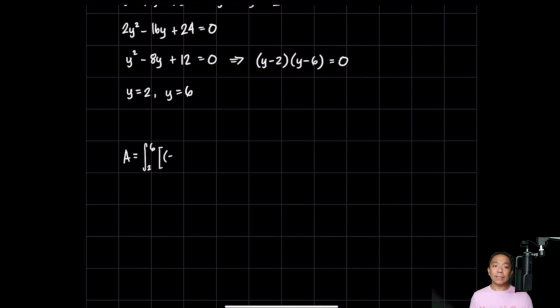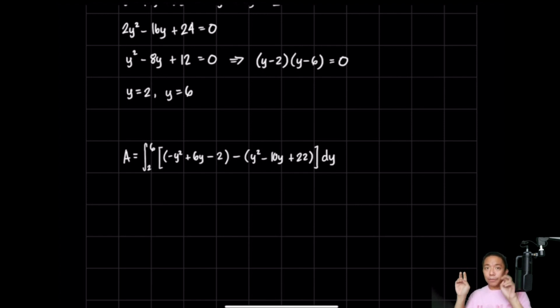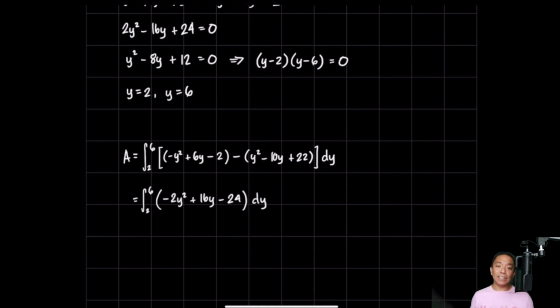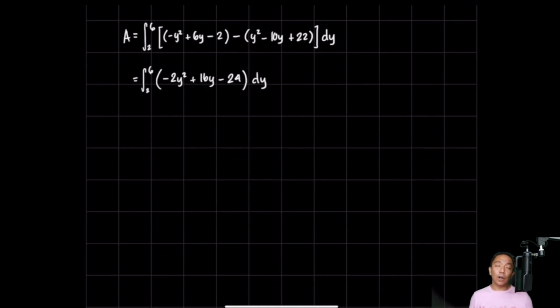So our next step is to compute for the area. So our definite integral will be the definite integral from 2 to 6 of the upper function minus the lower function, and that will be given by the quantity negative y squared plus 6y minus 2 minus the quantity y squared minus 10y plus 22. Combining like terms, we'll get that this is the definite integral from 2 to 6, no, of negative 2y squared plus 16y minus 24. And applying the power rule, we'll get this antiderivative.